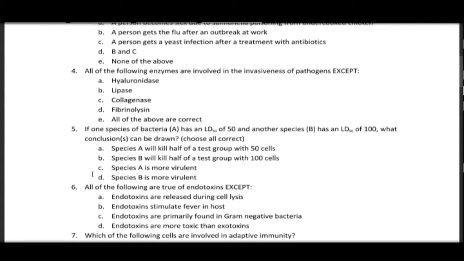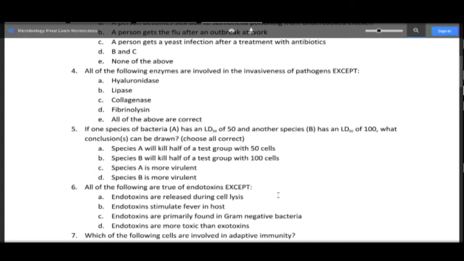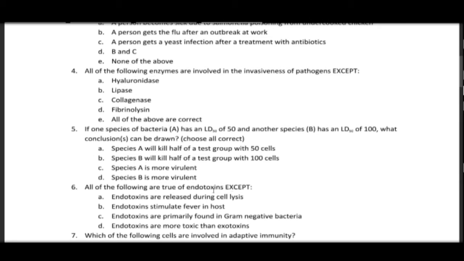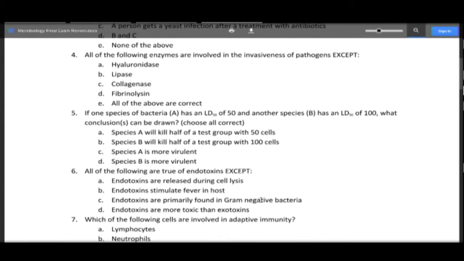A says endotoxins are released during cell lysis. That would make sense because cell lysis is when we're breaking down the cell, and these endotoxins are found in the LPS layer, and we have to break up that LPS layer in order to get to them, in order to have them spread and wreak their havoc. So it's almost like a defense mechanism. So endotoxins are released during cell lysis. That one would be true, because endotoxins are contained in the layer. We have to get to them.